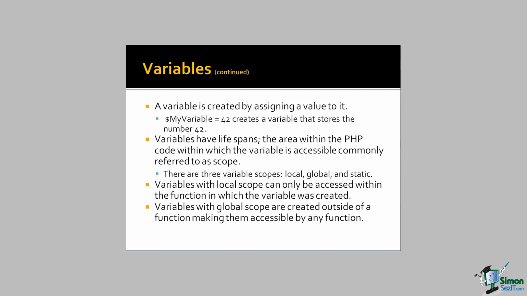But variables have lifespans. They have an area within the code in which the variable is accessible. And so with PHP, there are three scopes to variables. We call this scope. The lifespan, the area within which the variable exists and can be accessed, is referred to as scope. Local scope is you create a variable in a snippet of code, and that variable is accessible and exists within that snippet of code. A global variable is accessible and exists throughout the code. And a static variable, which is a variable that does not change, its value does not change.